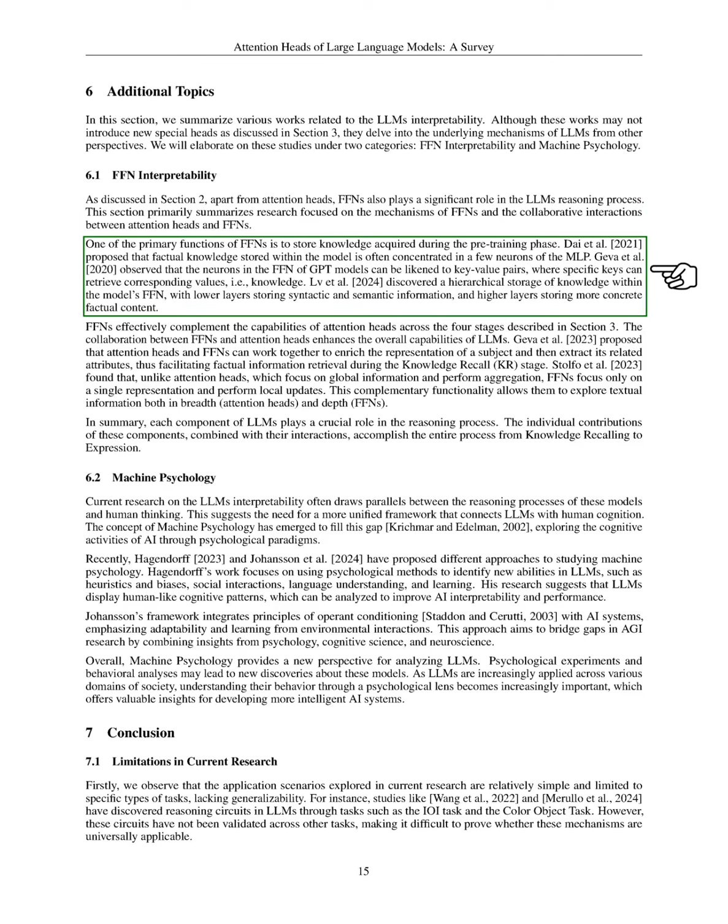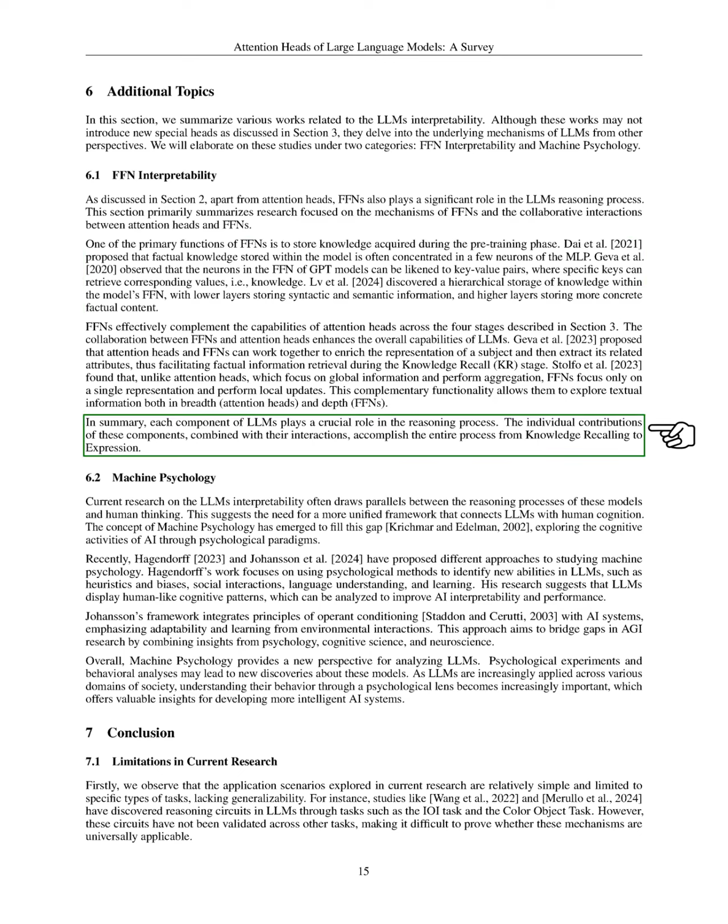Research shows that knowledge is often concentrated in a few neurons, with a hierarchical storage system in FFNs. This collaboration enhances the overall capabilities of language models, allowing them to explore information both broadly and deeply. Each component of language models is crucial in the reasoning process, and their interactions facilitate the entire process from knowledge recalling to expression.